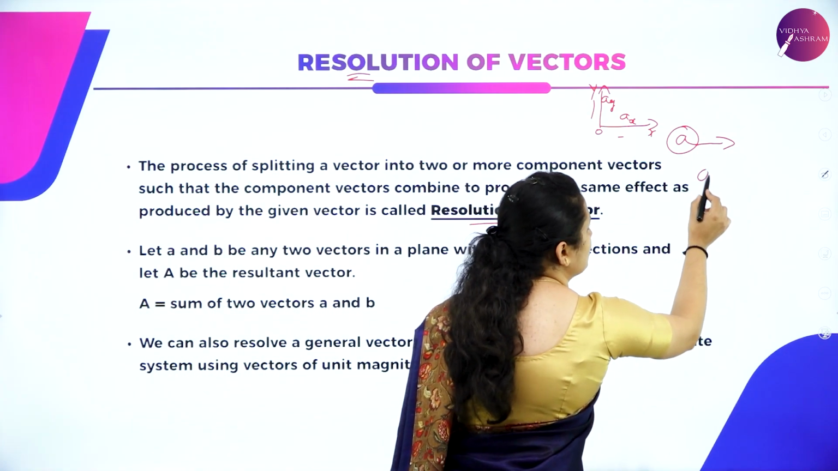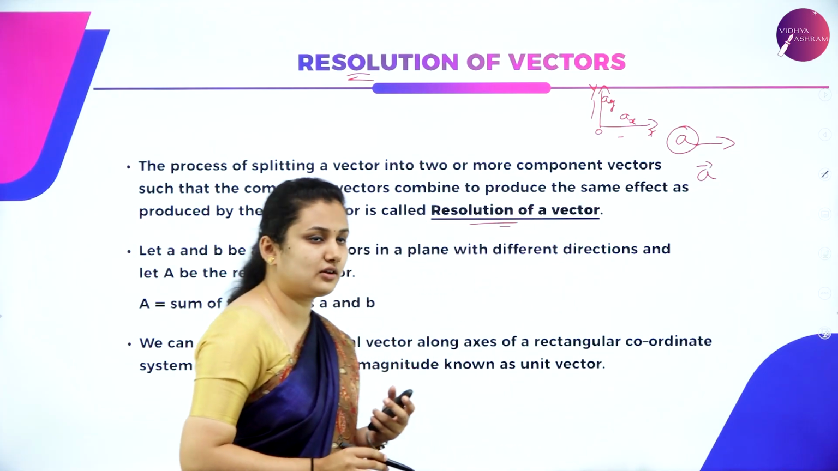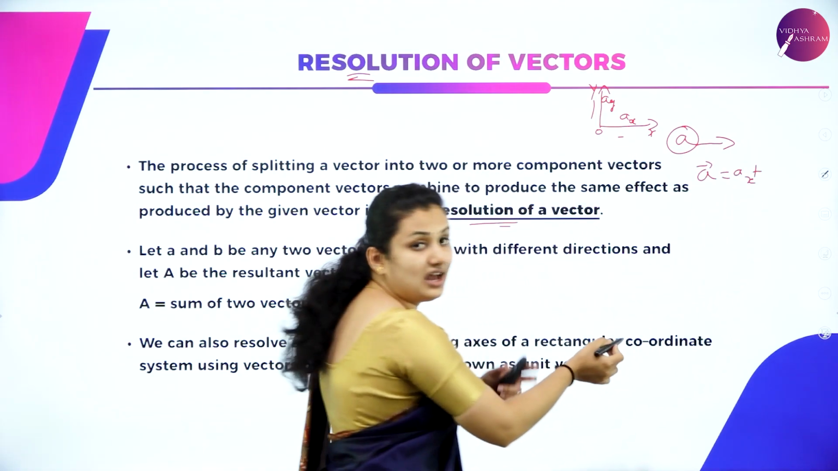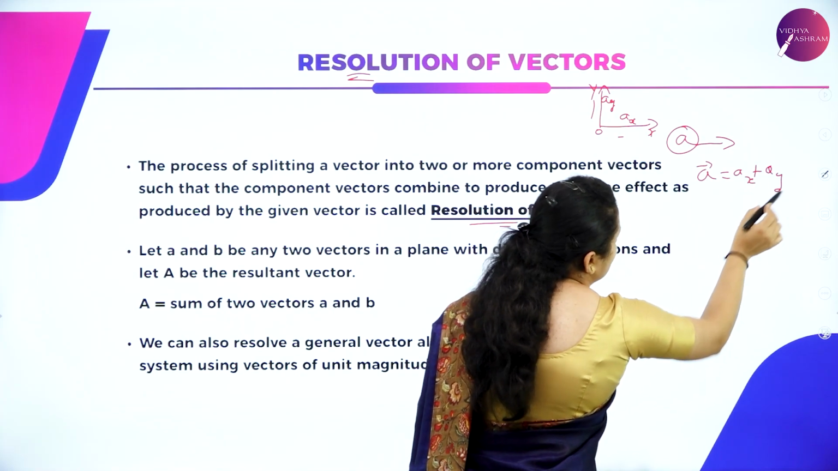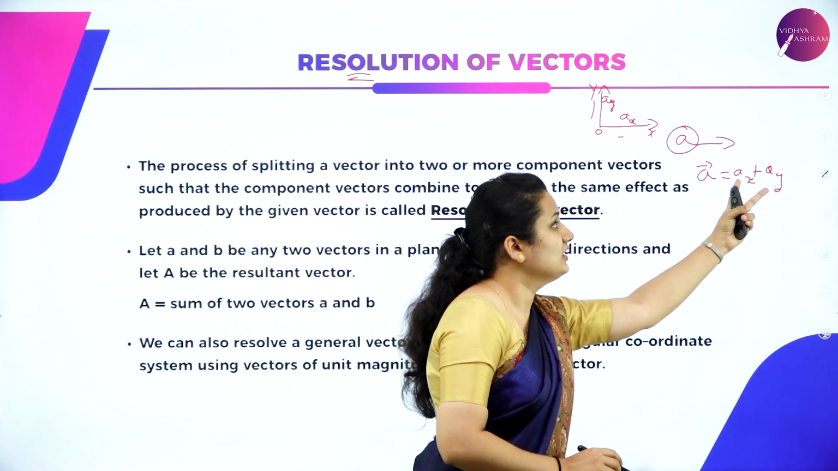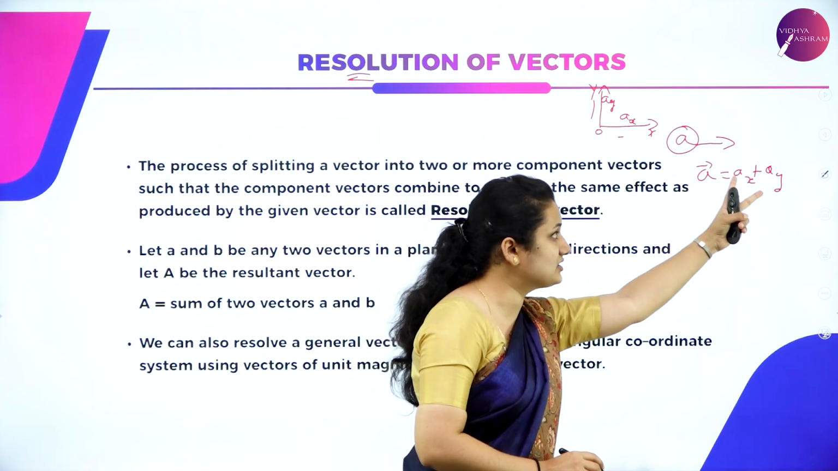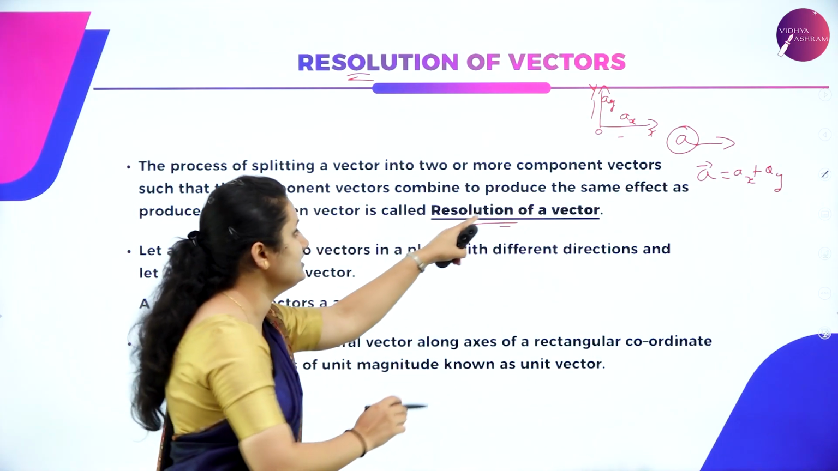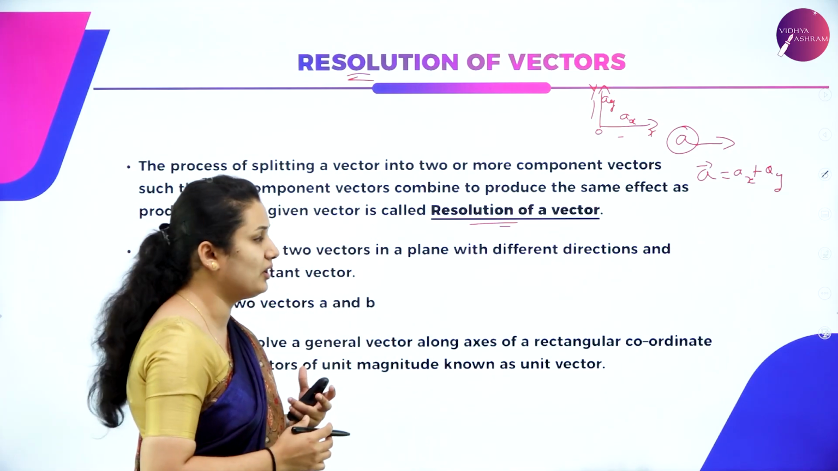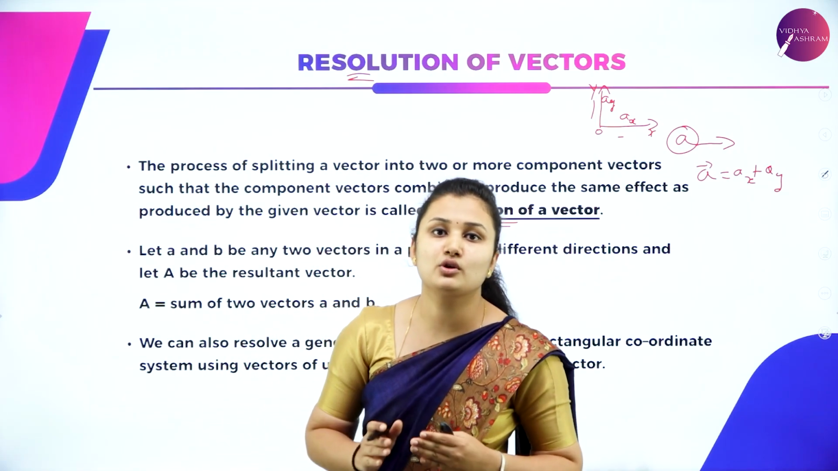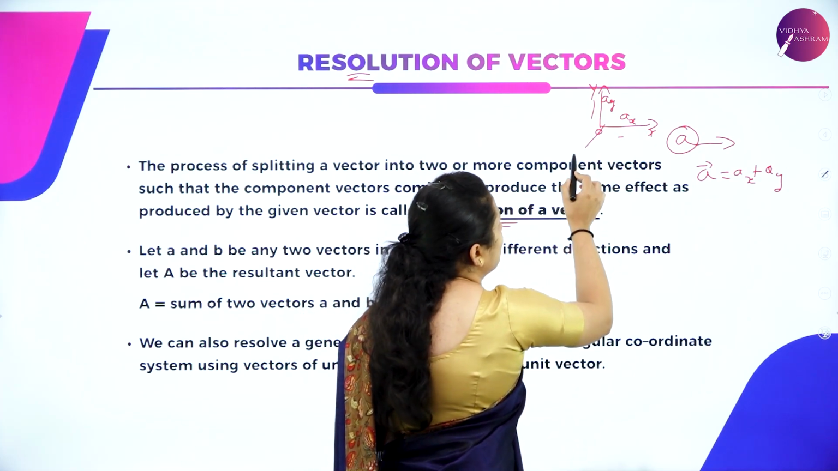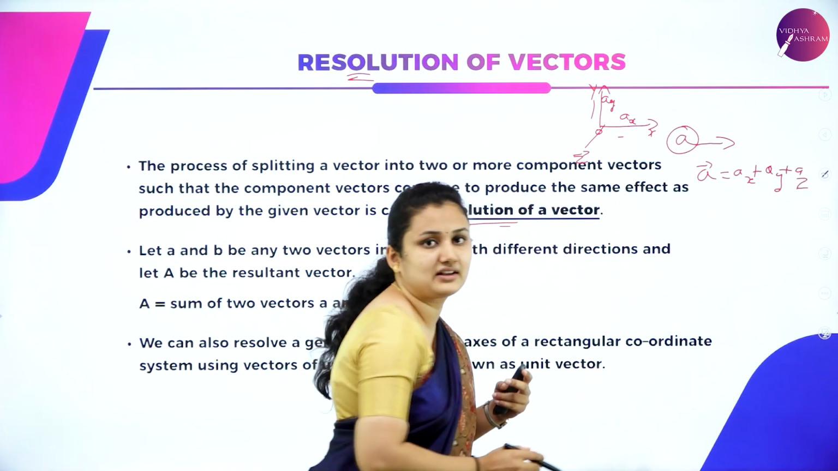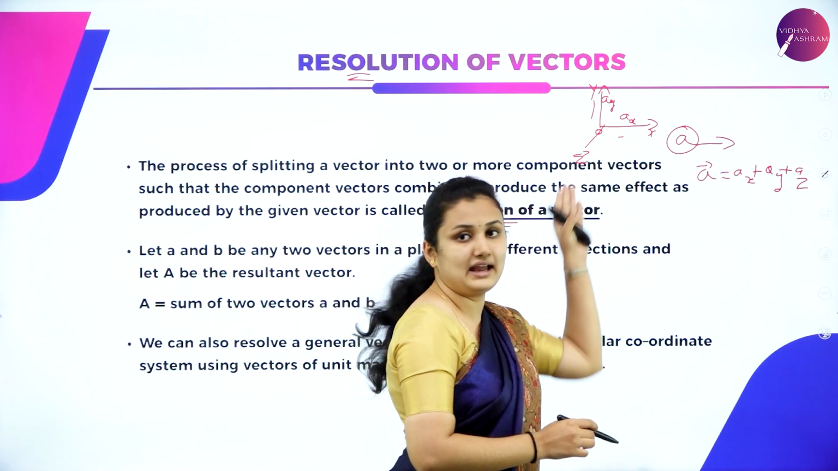So acceleration is a vector quantity. Total acceleration of the object will be acceleration along the x-axis plus acceleration along the y-axis. So acceleration is split, divided into its respective components along the x-axis and y-axis. This is what is called resolution of vector, splitting up of vectors into its respective components. If you have three axes, then there will be a z-axis, and it will be plus az. So splitting up of vectors into its components along the x, y and z axes.